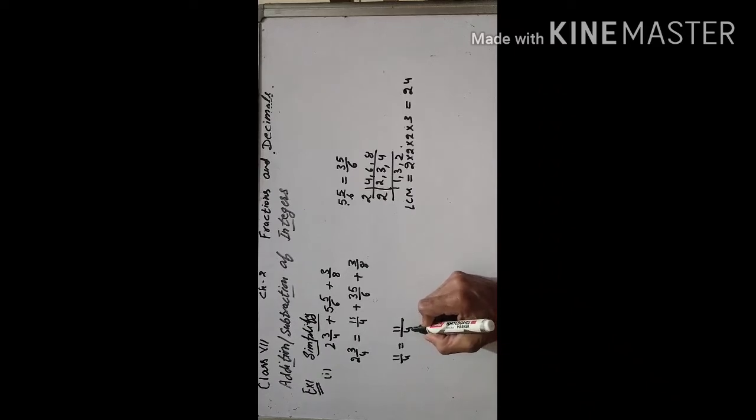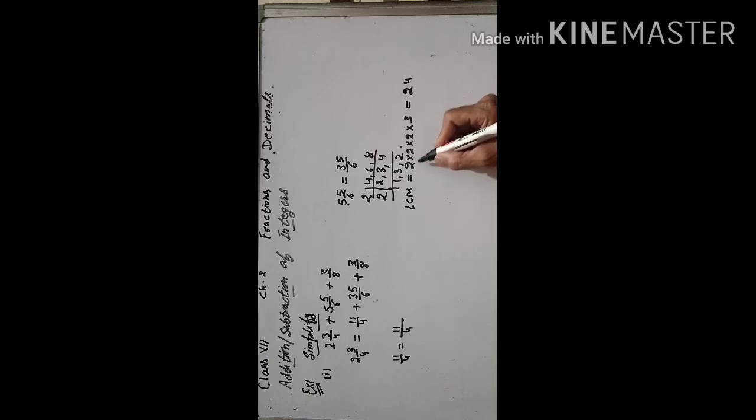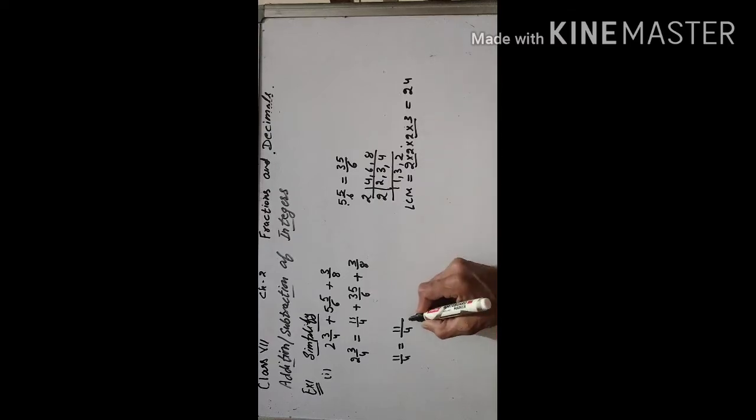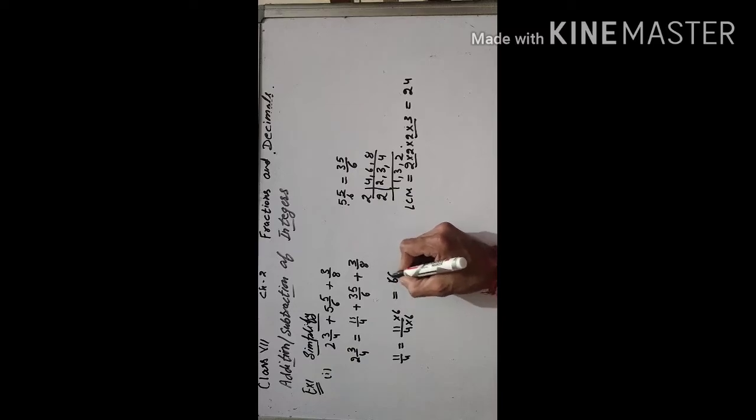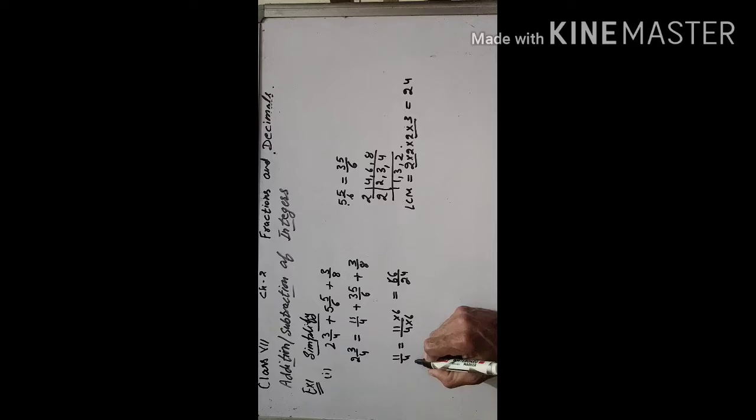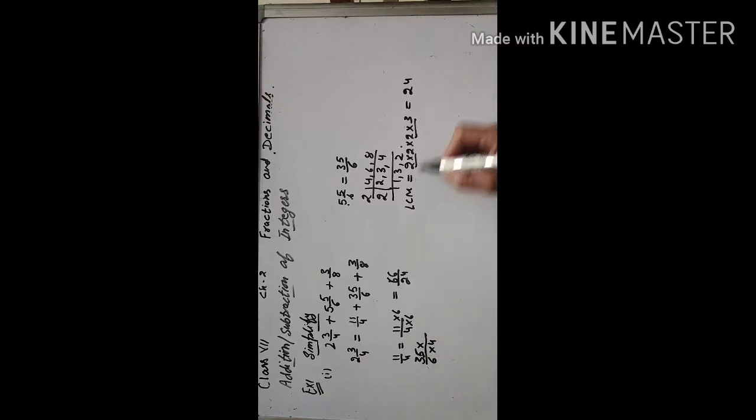Now first, 11/4. We have to change 4 into 24. 4 times 6 is 24, so we multiply 11 by 6, that is 66/24. The second fraction is 35/6. We have to make 6 into 24, so we multiply by 4. 35 4s are 140 upon 24.